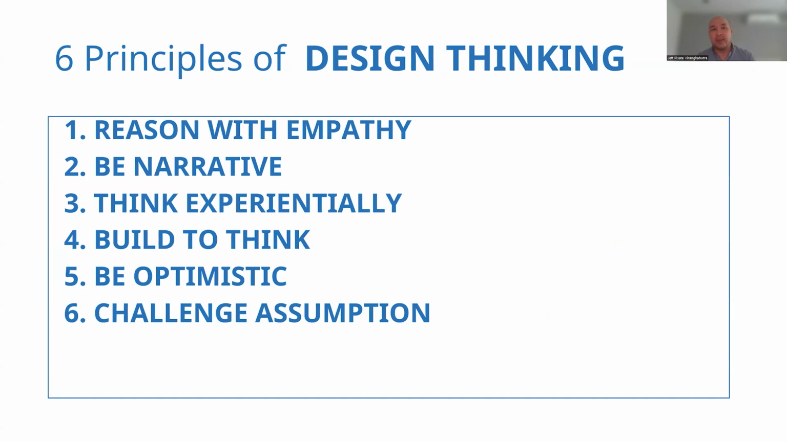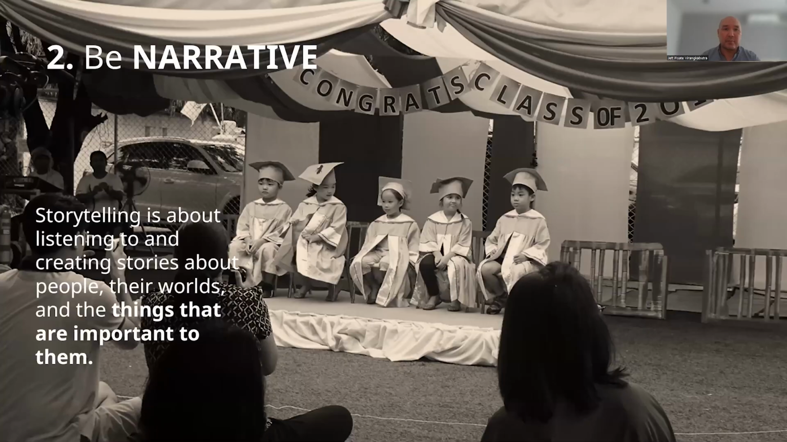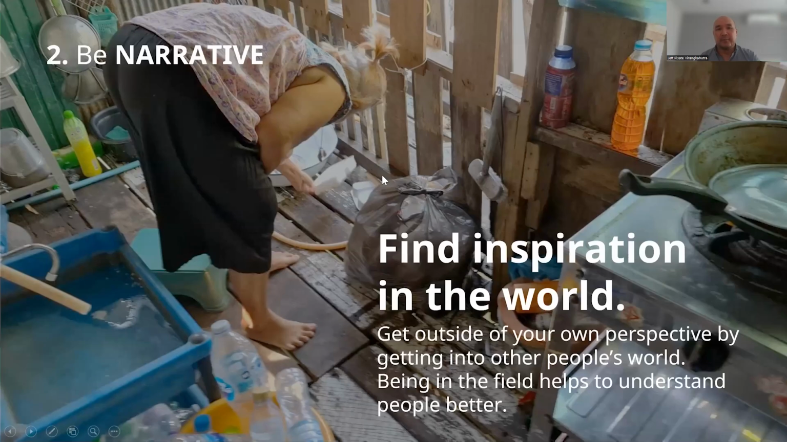And six principles of design thinking. One is reason with empathy, be narrative, think experientially, build to think, optimistic, and challenge assumptions. And we'll go through them now. So you need to understand people. And we look for the adaptations and workarounds so we can solve problems. Second, we think about the stories. And the people's stories actually inspire us to design. So we find inspiration by going into the field, going into people's houses to learn about their problems.